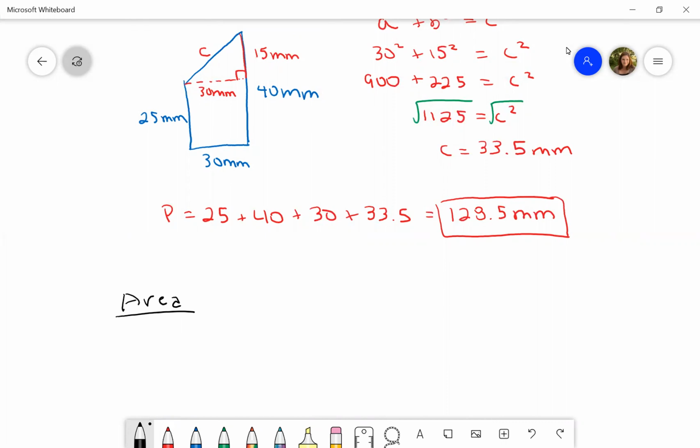Before we get into area, what we want to talk about is the concept of area. So area is the idea of how much space is being taken up, right? In fact, let me define area. Let's see if the book has a definition.